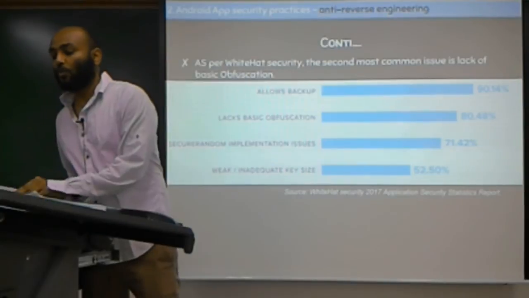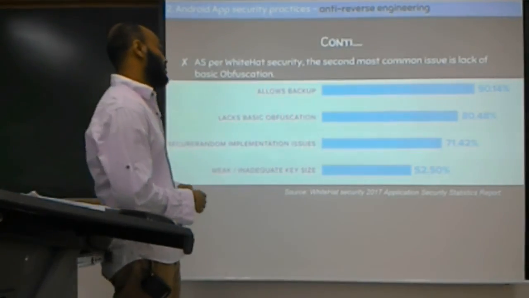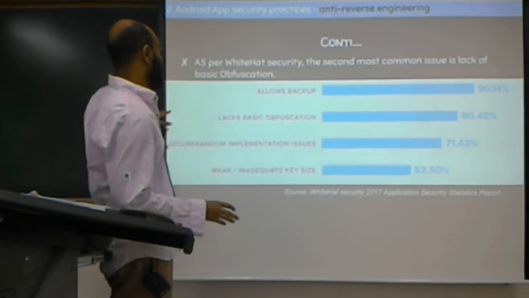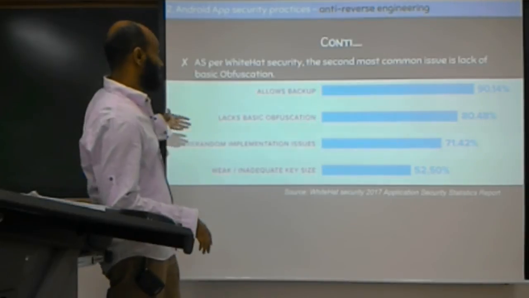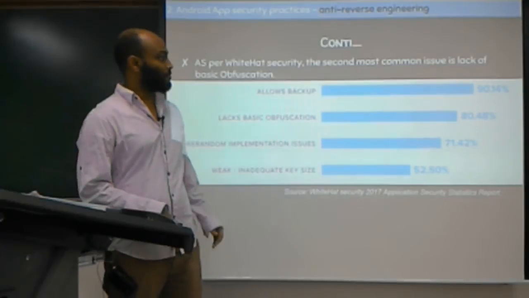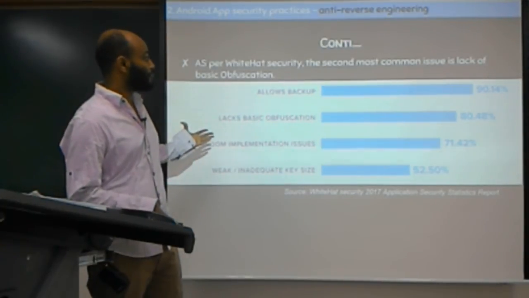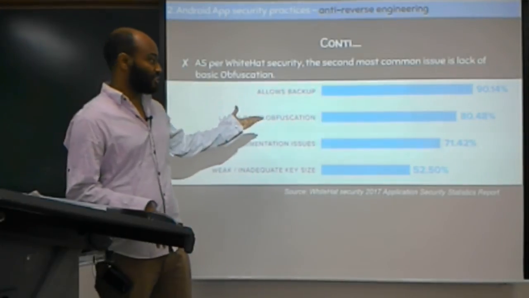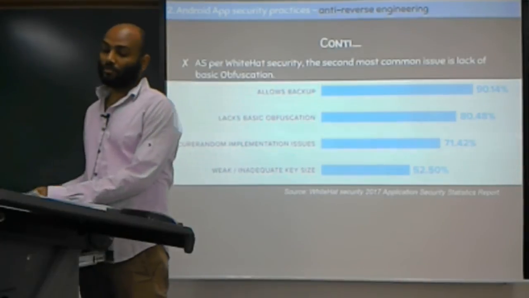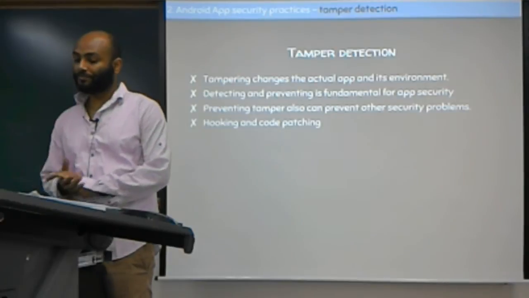As per WhiteHat Security, in their Application Security Statistics Report in 2017, the second most common security problem is lack of basic obfuscation. It takes around 80% of the attacking. Most applications lack this basic obfuscation, so it's recommended to obfuscate before releasing the application. And tamper detection.